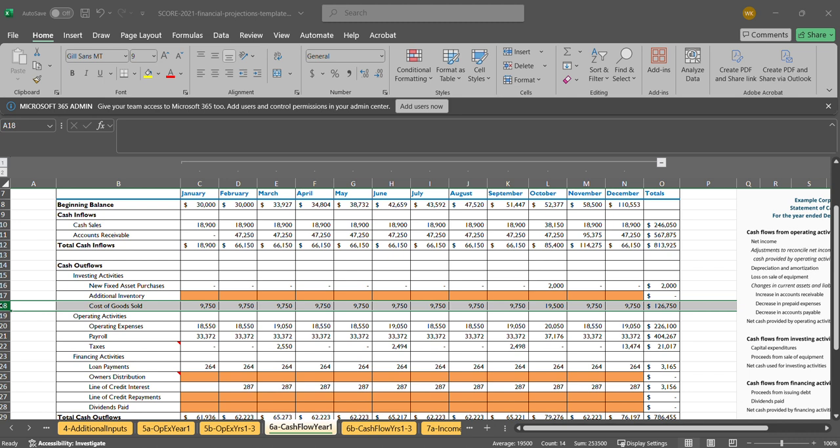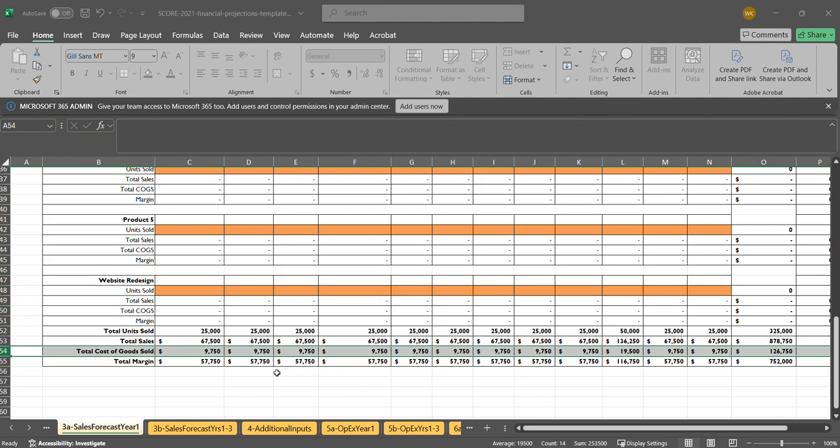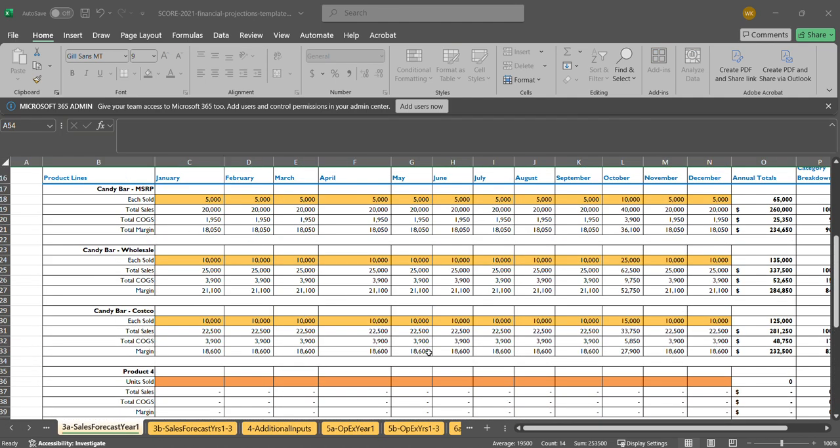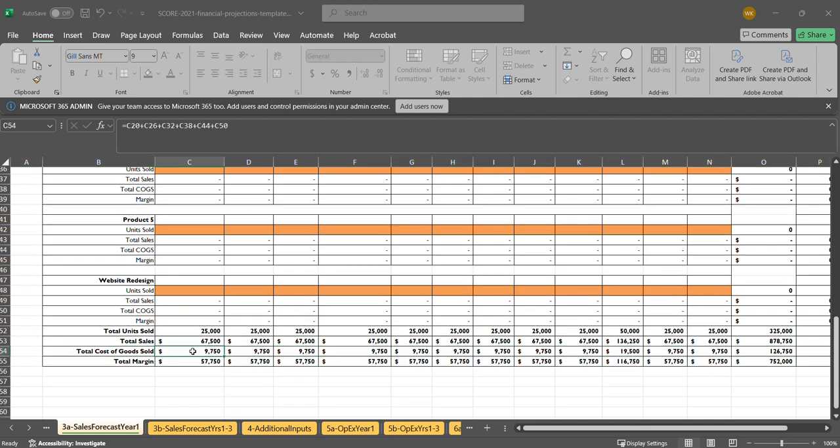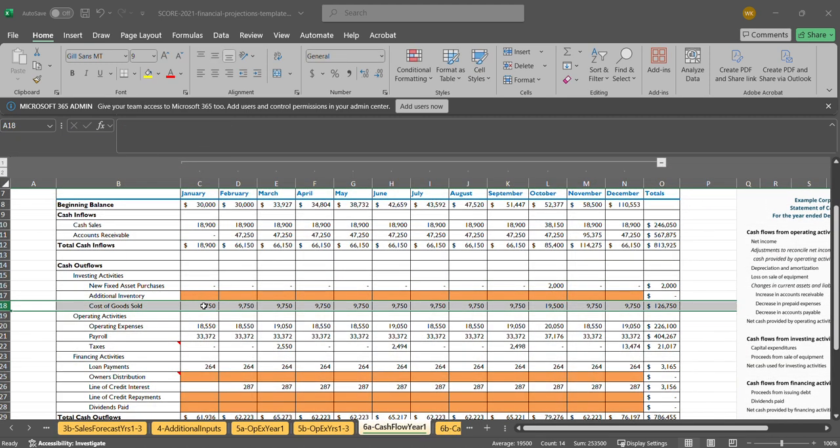So the cost of goods sold are basically all of the ingredients that go into the sales. So the cost of goods sold comes from the sales forecast. So here, the COGS for the first month is about $10,000. So this is coming here. And once you make the sale, you're not going to have these materials anymore. So as soon as somebody buys a candy bar, the materials go with the customer that's buying the item.